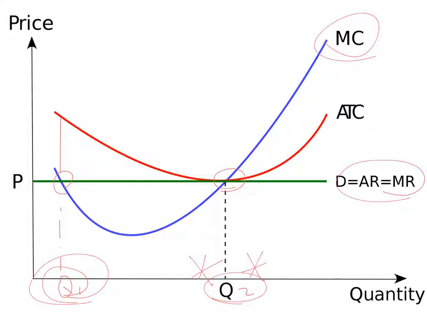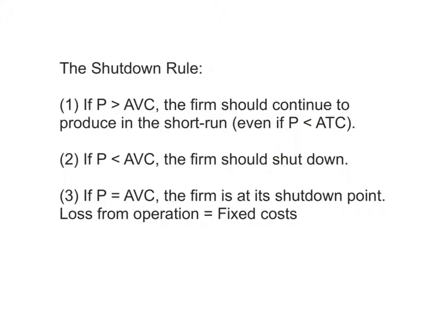So we always seek out the highest level of output where marginal revenue is greater than or equal to marginal cost. So I hope that review helps. Now, in the previous lesson page, we looked at the shutdown rule.